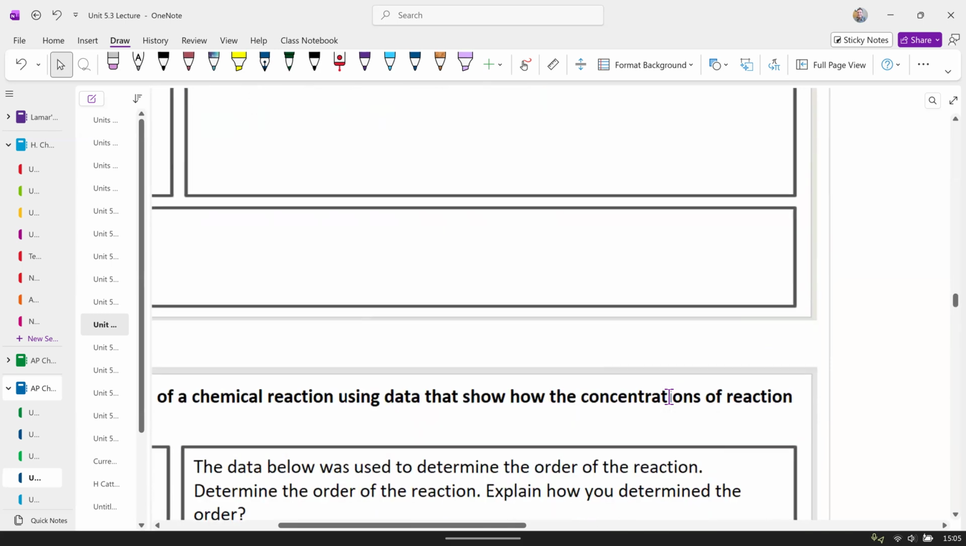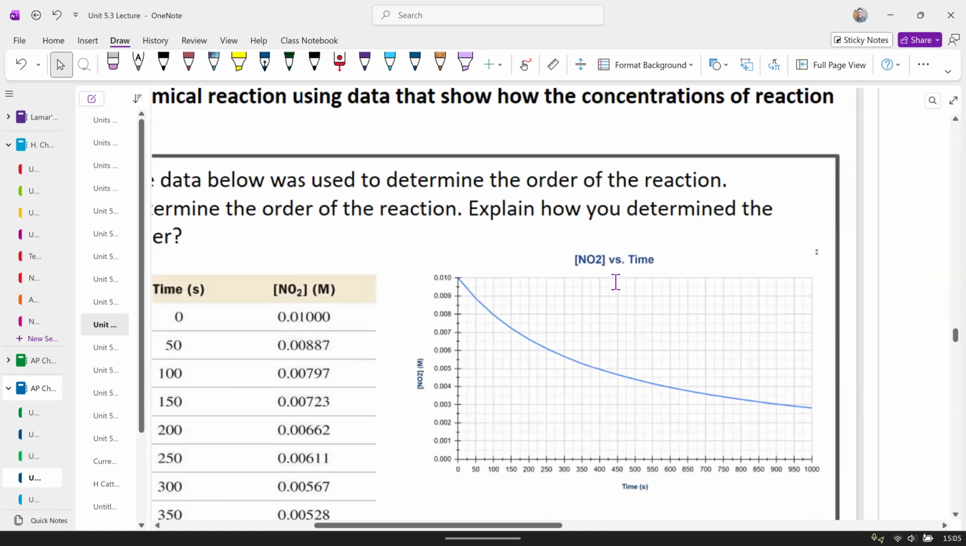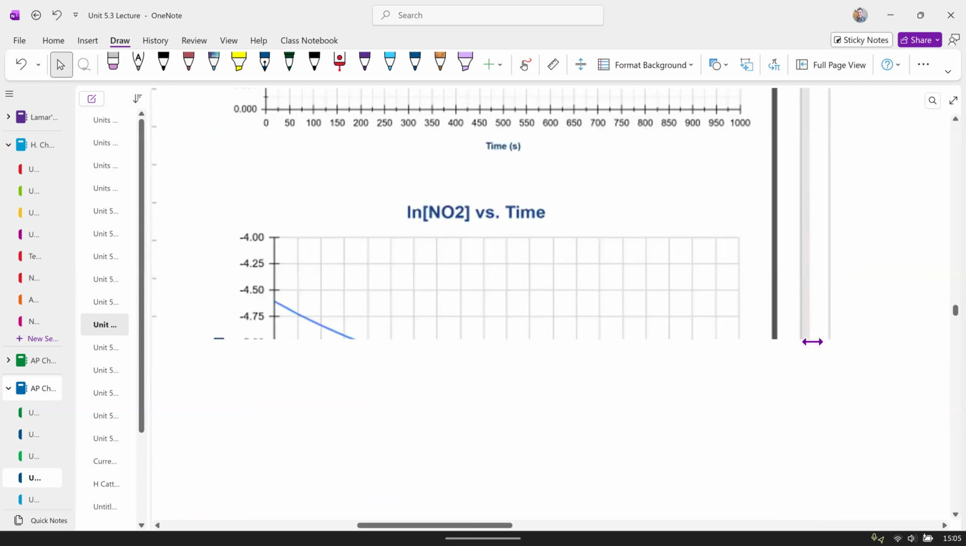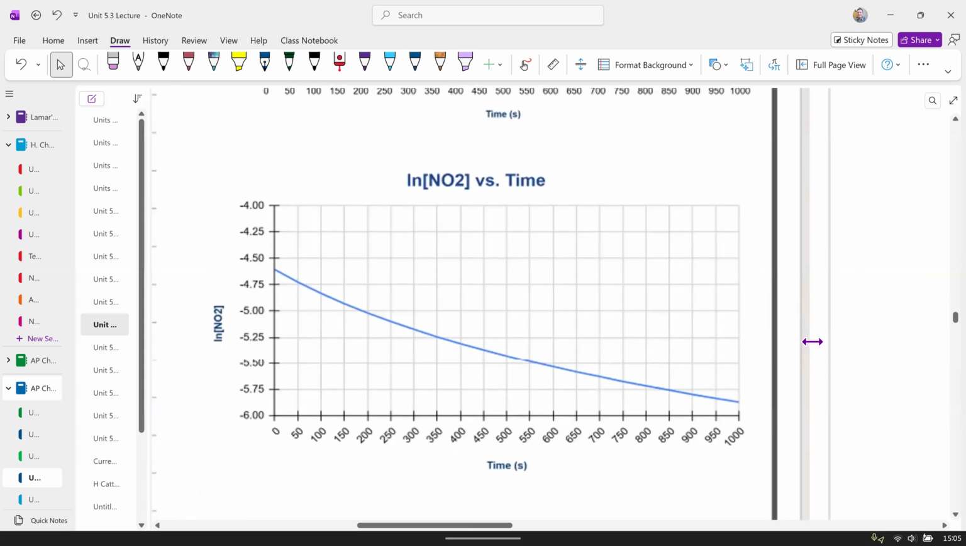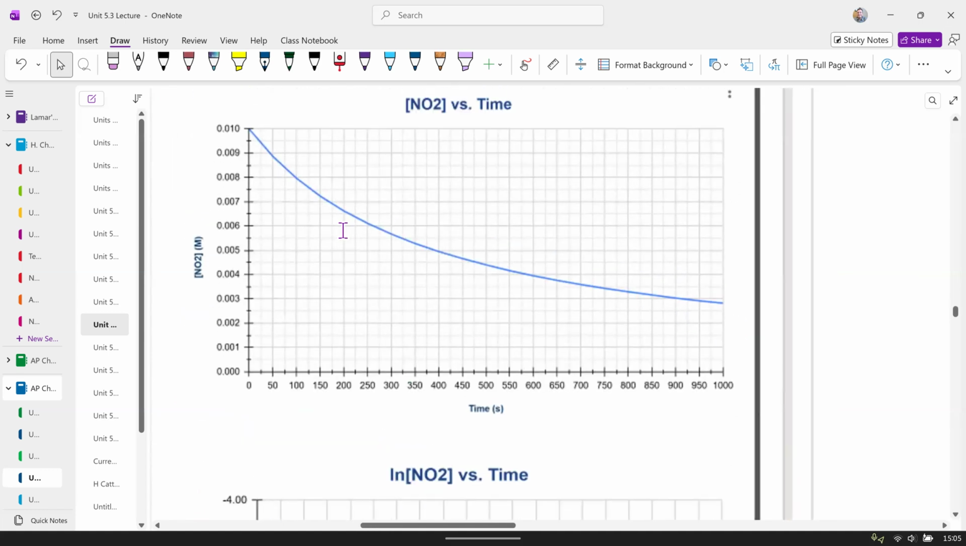So here is our data. The data below was used to determine the order of the reaction. I want you to determine the order of the reaction and explain how you determined the order. Here's the graph. We're going to go through this real quick. What do we know from this graph? It's not zero order. How do we know this is not zero order? Concentration versus time is not linear. That's not zero.